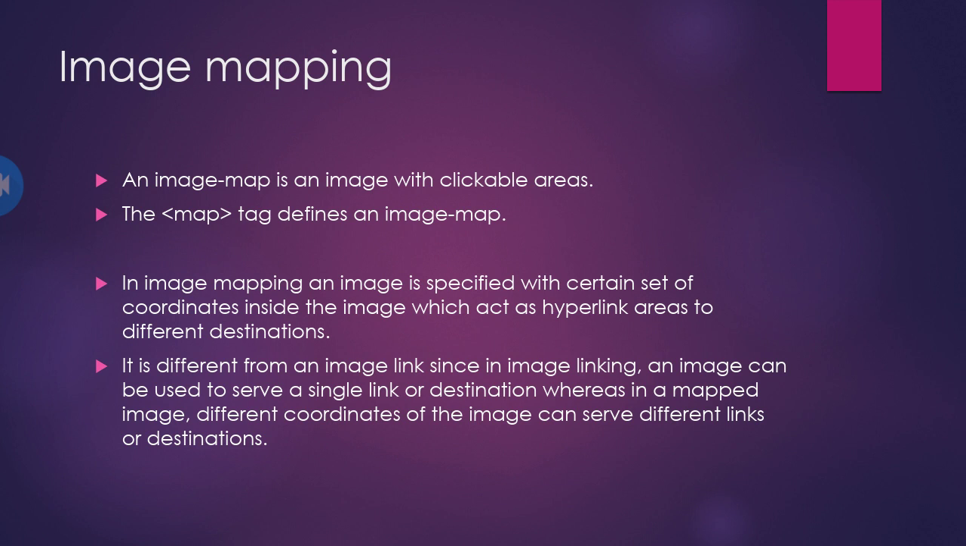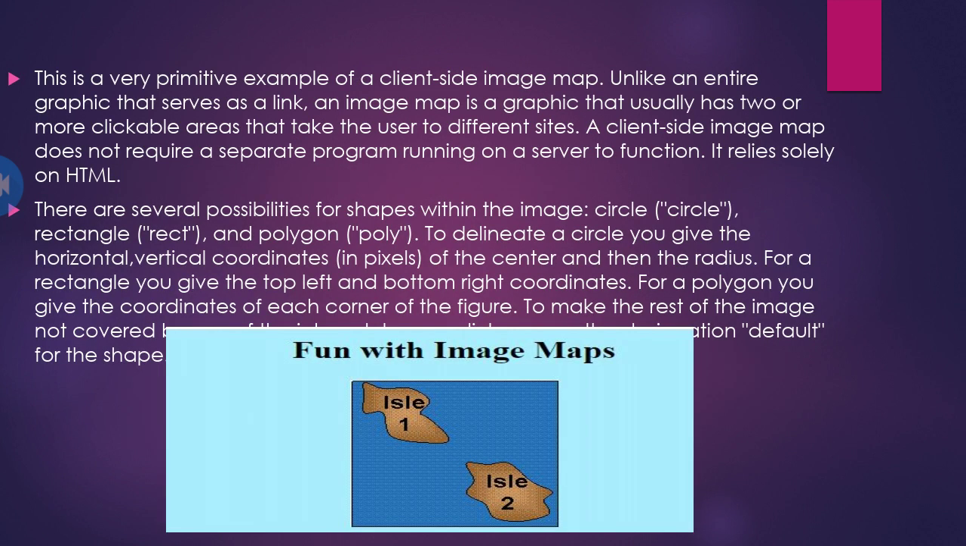I will explain it to you by taking an example of an image. Now look at the image. In the image there are two areas. The whole image is in blue color. The background of the image is blue color. There are two parts in brown color, aisle 1 and aisle 2. So I have used a mapping on these areas, aisle 1 and aisle 2.